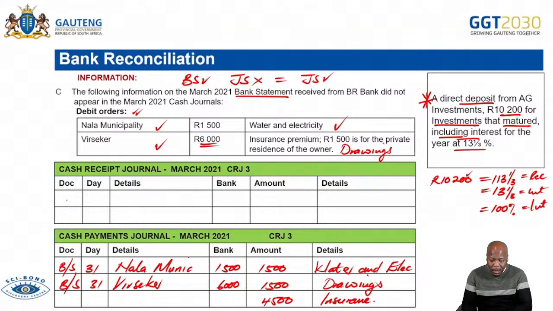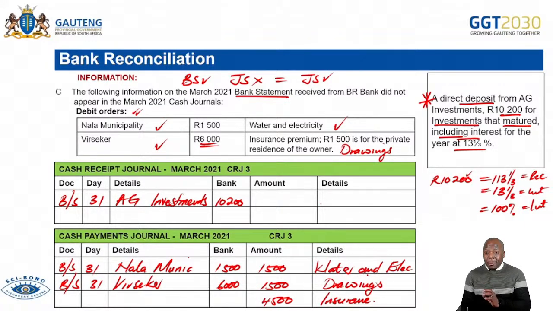Now what we want is to be able to come here and record. The document, remember, is the bank statement. The date is the 31st. I'll now say the name, it's AG Investments. How much in total did we receive? 10,200. But the entire amount is not for the investment, neither is it for the interest. So I must be able to separate it now. If I can calculate 1, then I can get the remainder. So let's calculate the interest.